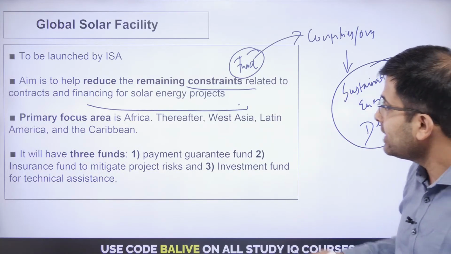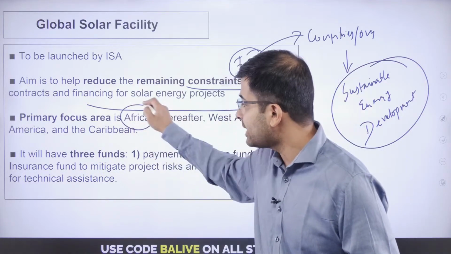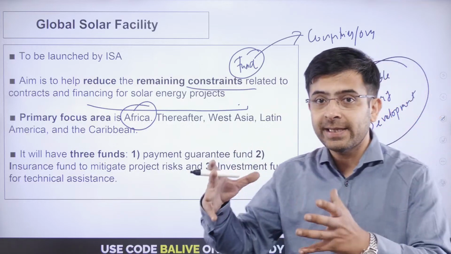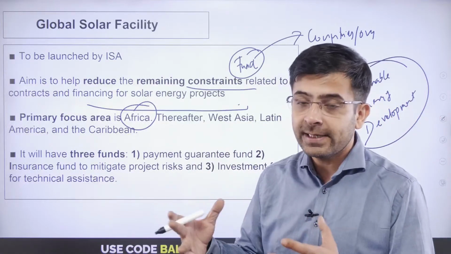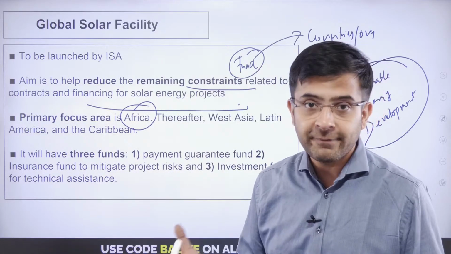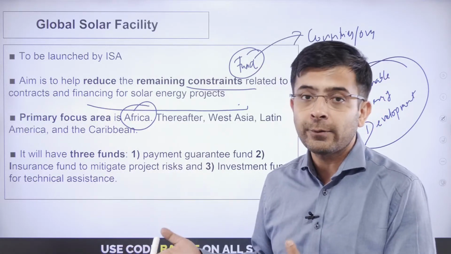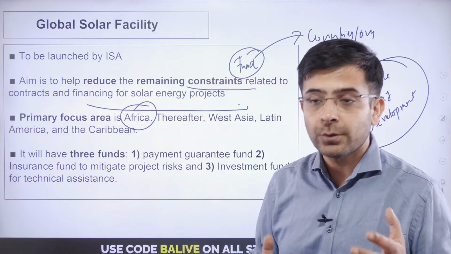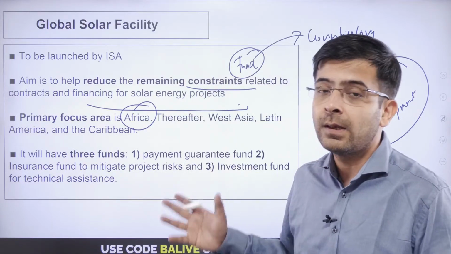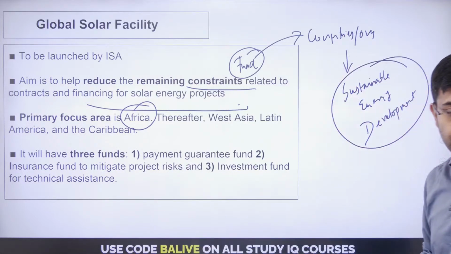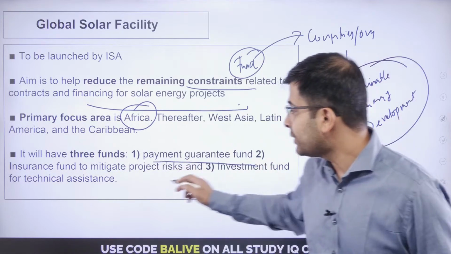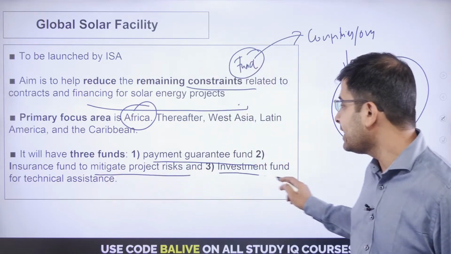And what you find is here, the primary focus area is Africa. This is again the opportunity, since China is already receiving most of the funds from private investment. So now this is going to address the other side of the gap. The areas that are not receiving money from private investments are going to be serviced by the Global Solar Facility. It will have 3 funds: Payment Guarantee Fund, Insurance Fund to mitigate projects, and Investment Fund for technical assistance.